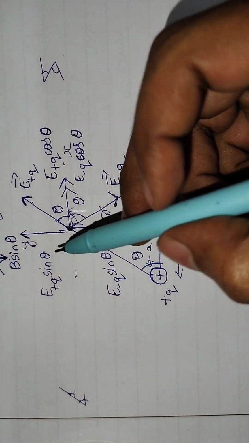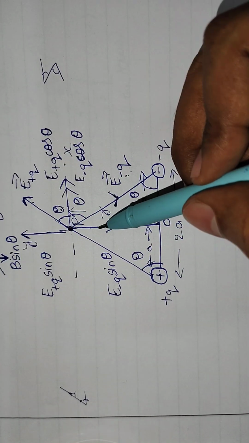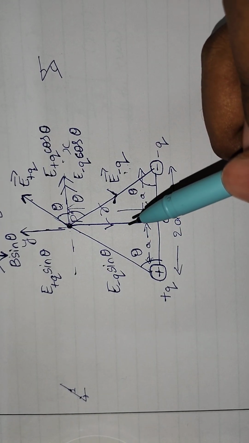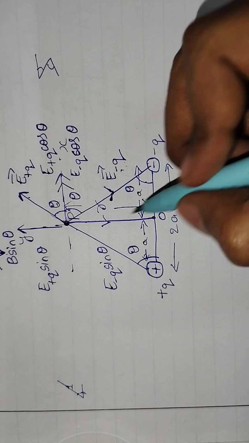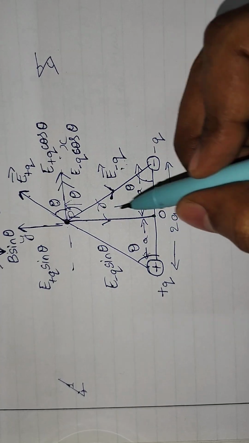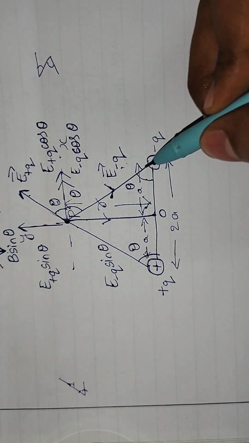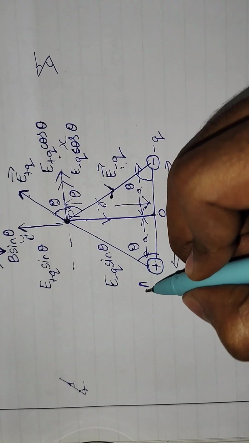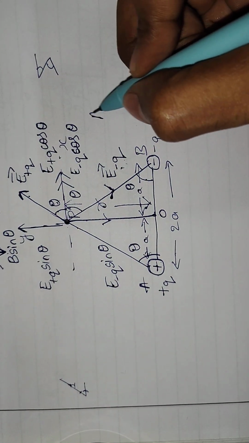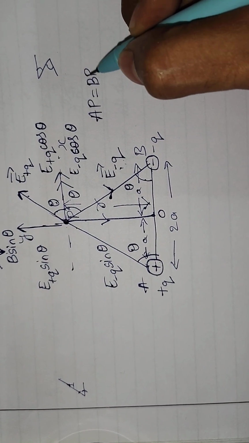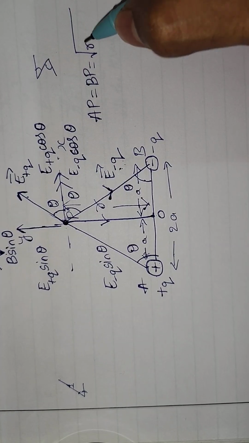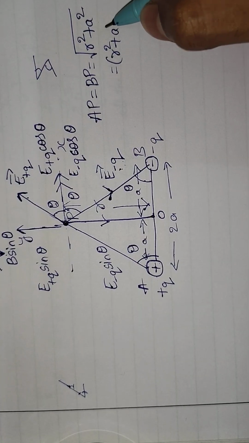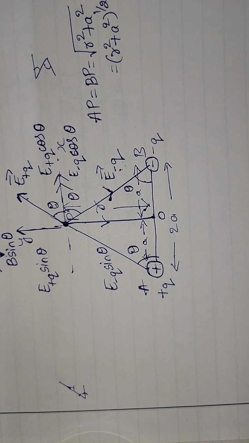Now you can directly tell that E plus q sin theta and E minus q sin theta are equal in magnitude, but they are opposite in direction, hence they are getting cancelled. Okay, and in this triangle, if this length is r and this length is a, what will be the hypotenuse length in both the cases? The length of the hypotenuse, let us call this point A, point B. The length of the hypotenuse AP is equal to BP is equal to square root of r square plus a square, or I can also write it as r square plus a square whole power 1 by 2.